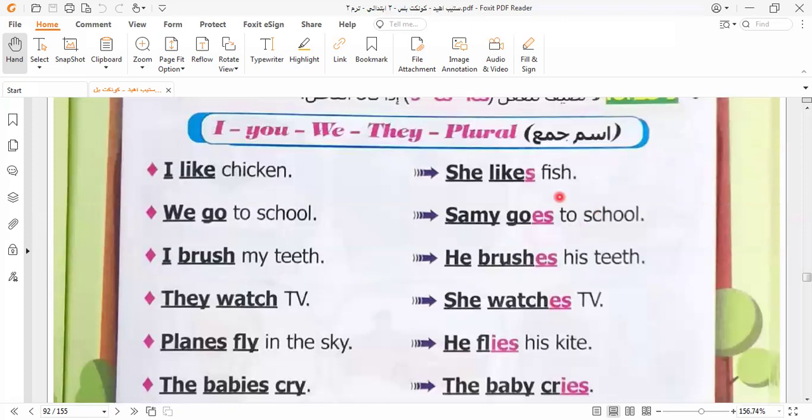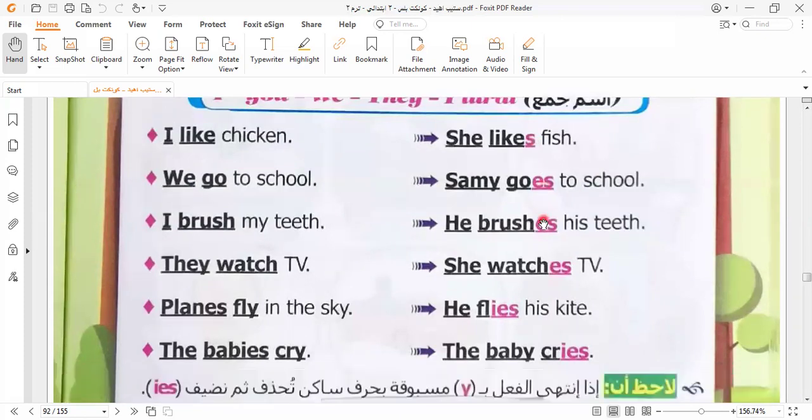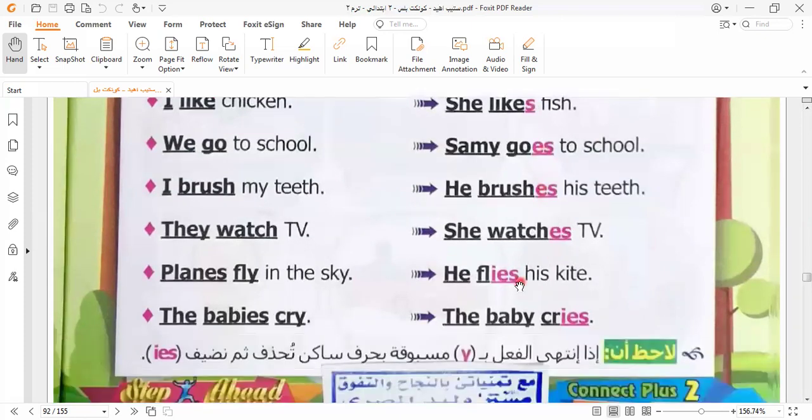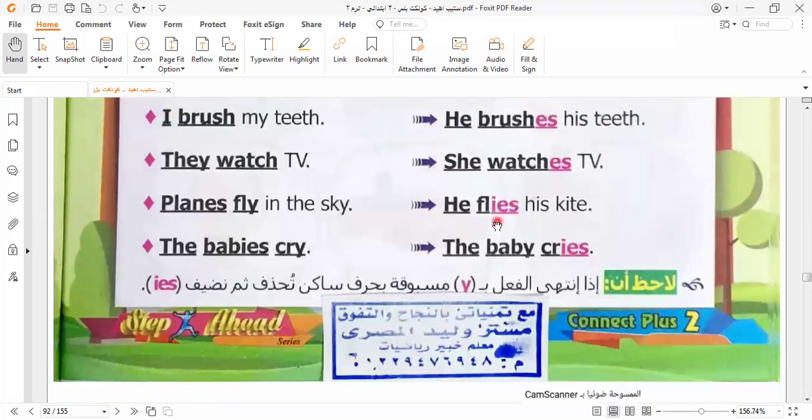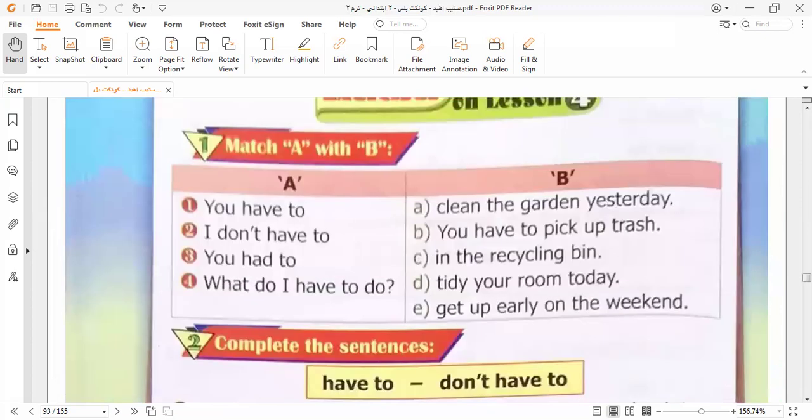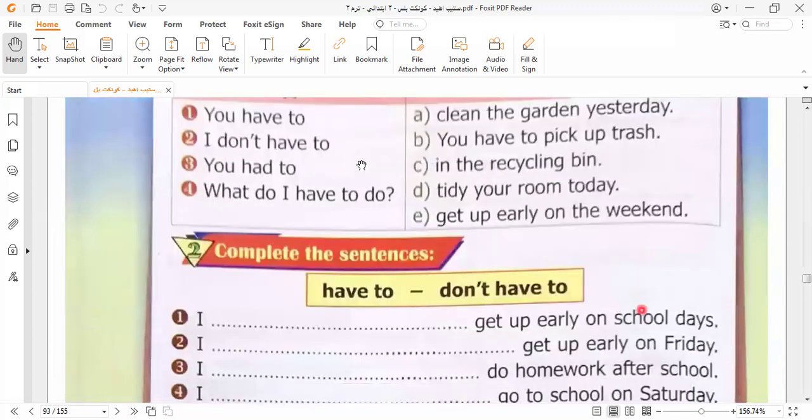I would like you to pay attention to the endings of the singular: s, goes, brushes, watches, flies, and cries. Here I omit the y and add ies, like flies. Okay, let's go to another activity.